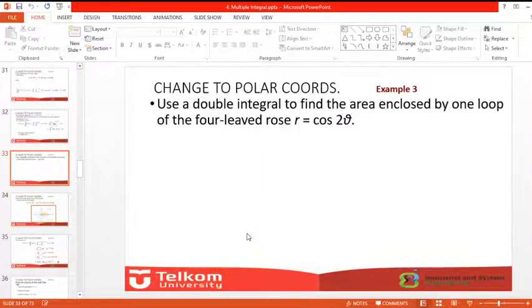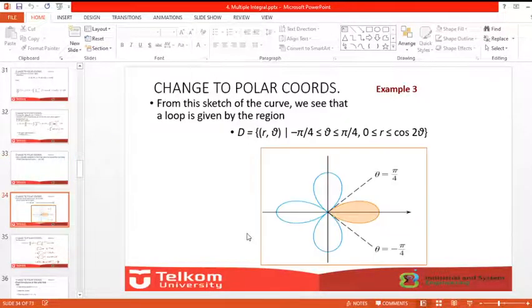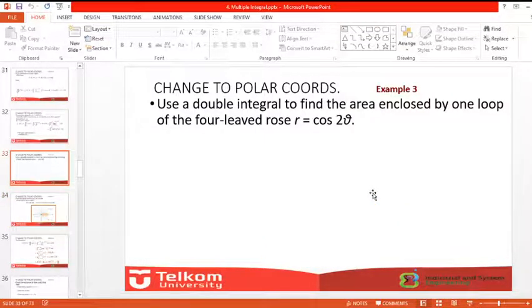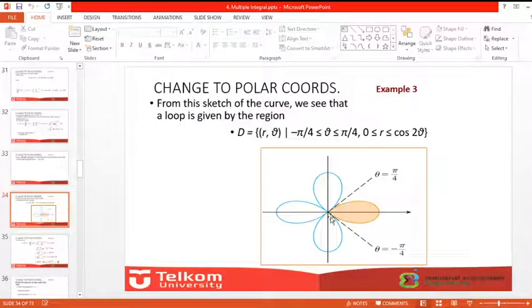For example, this one. We would like to find the double integral to find the area that is enclosed by one loop of the four-leaf rose with r equals cos theta. This should be the picture. The r cos theta should be like this one. R cos theta. So means this one.